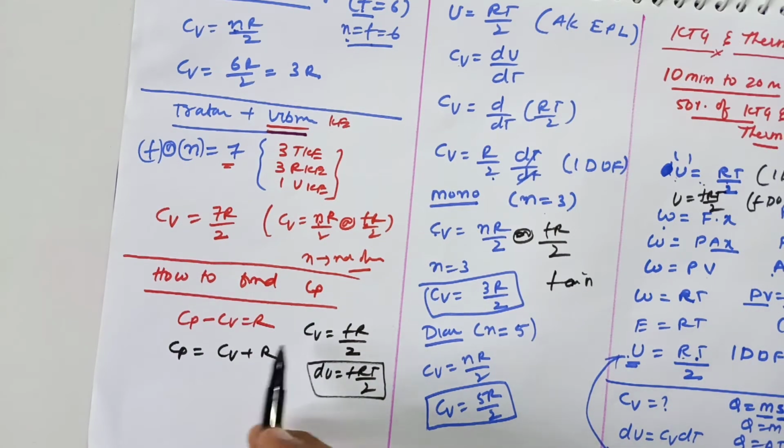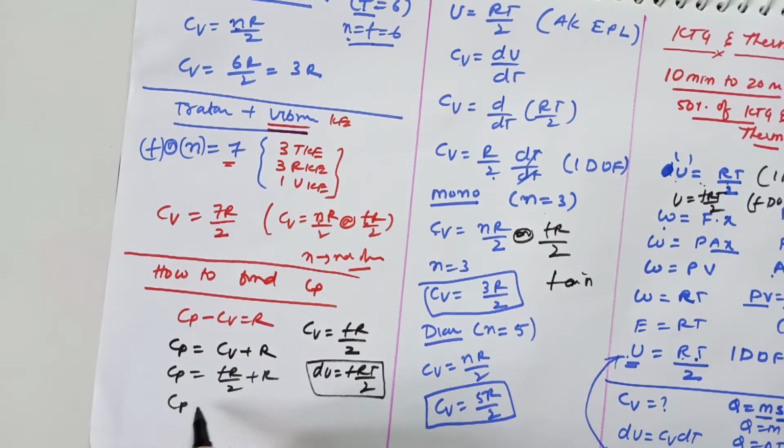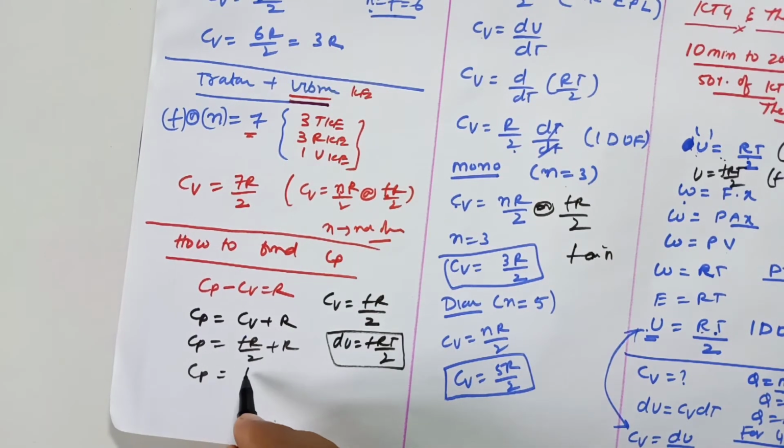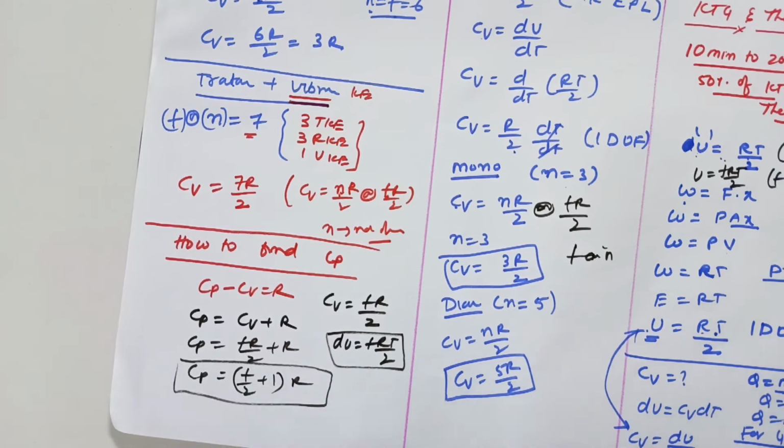And then how are you going to find out Cp in this case? So Cp is equal to Cv plus R. You know Cv is equal to fR by 2, plus R. So therefore, Cp is (f by 2 plus 1) into R. This is the formula for Cp here. Got the point now? So therefore, you got the basic formula for Cp.